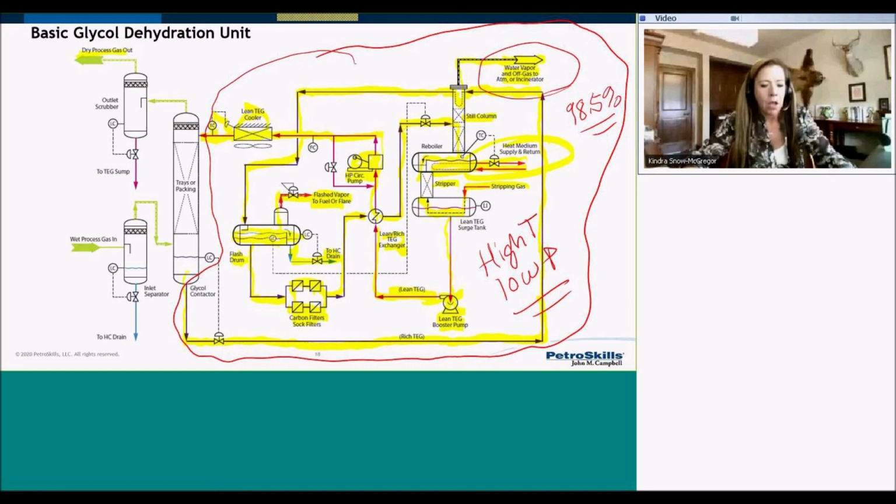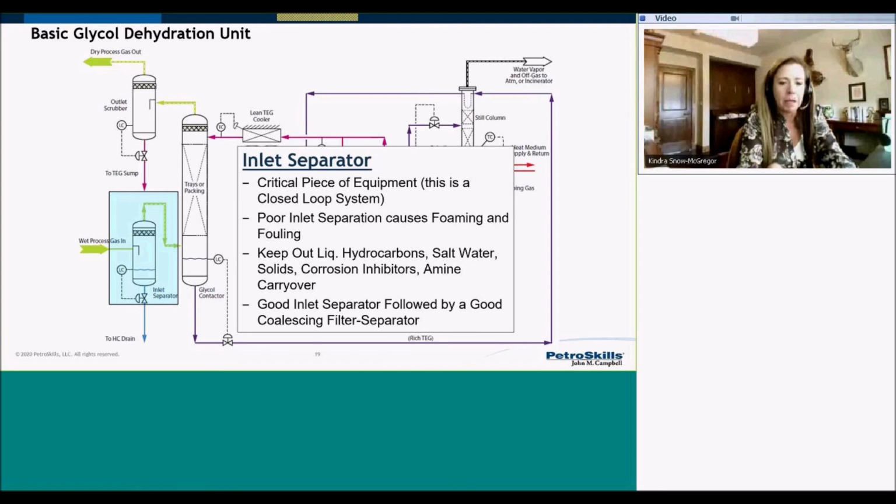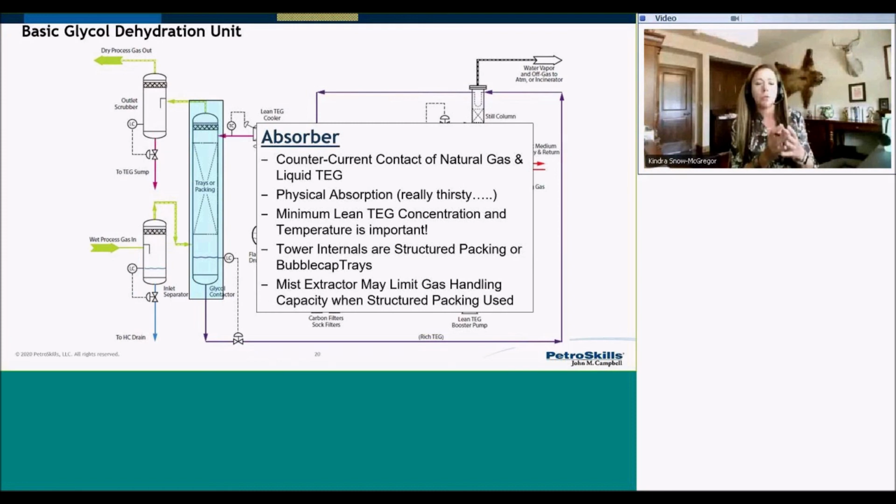All right, so now that we have a handle on the process, let's take a fast look at my pieces of equipment. All right, so the first thing is this inlet separator. And this really is a critical piece of equipment because remember, my TEG is a closed loop system, and more often than not, poor inlet separation causes foaming and fouling. All right, and so really what I would prefer is having a good inlet separator followed by a coalescing filter separator. It really is that critical to try to keep anything from flowing into your TEG unit and contaminating that TEG.